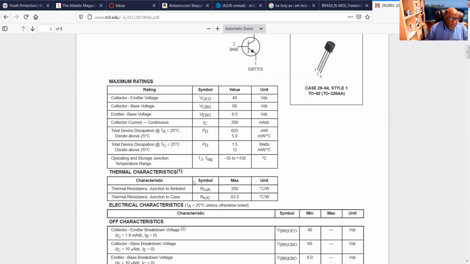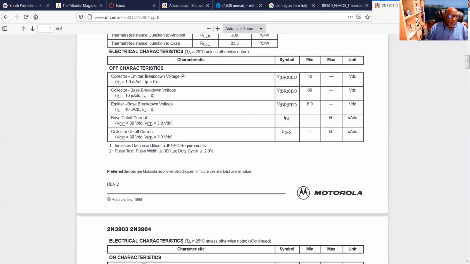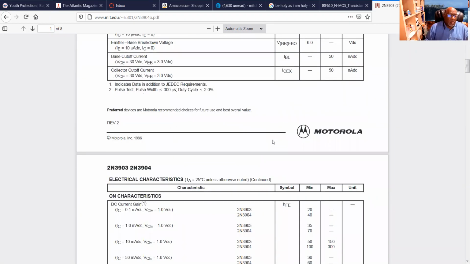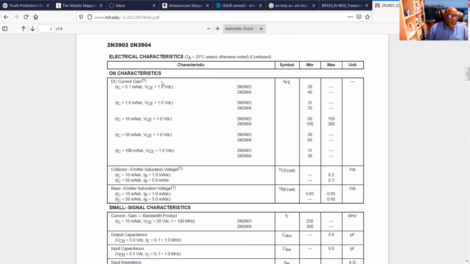Here you have more thermal characteristics. This is basically the thermal resistance between your junction and your ambient. We won't talk too much about power dissipation right now. And then here, when the transistor is actually off, these are what the breakdown voltages are. So the base emitter junction is off, and you can put 40 volts on it and it still won't conduct. What we want to look at is, we come down here to our on characteristics.